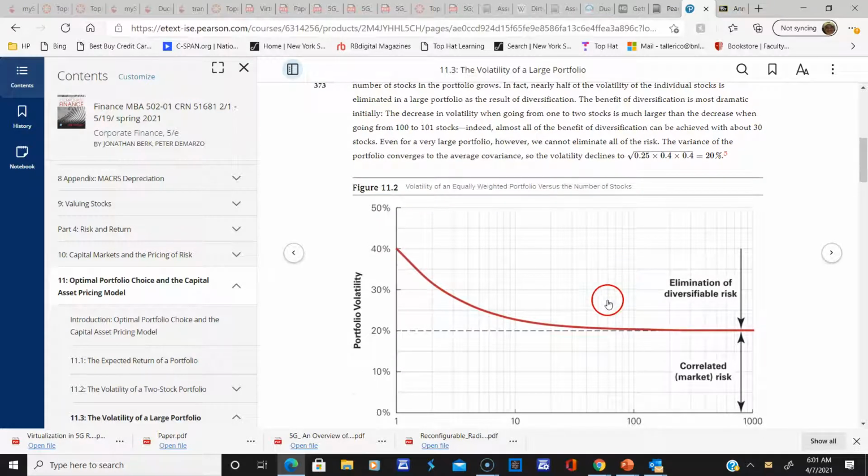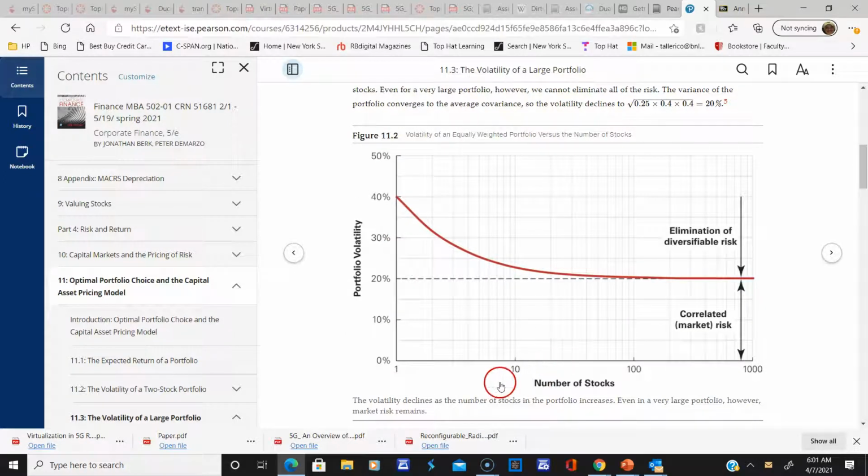All right. So you'll notice here this is a good graph. Here's your portfolio volatility. And as you go across, as you increase the number of stocks, you'll notice the diversifiable risk reduces because you have more stocks, right? But the correlated market risk you can't get rid of, right? That's something that's correlated, which is a function of the correlation coefficient. That's correlated, and for each stock, and you can't get rid of that, okay? But you'll notice how this decreases as you add more stocks. So the volatility declines as the number of stocks in the portfolio increases. Even in a large portfolio, however, the market risk remains. So you're always going to get market risk.